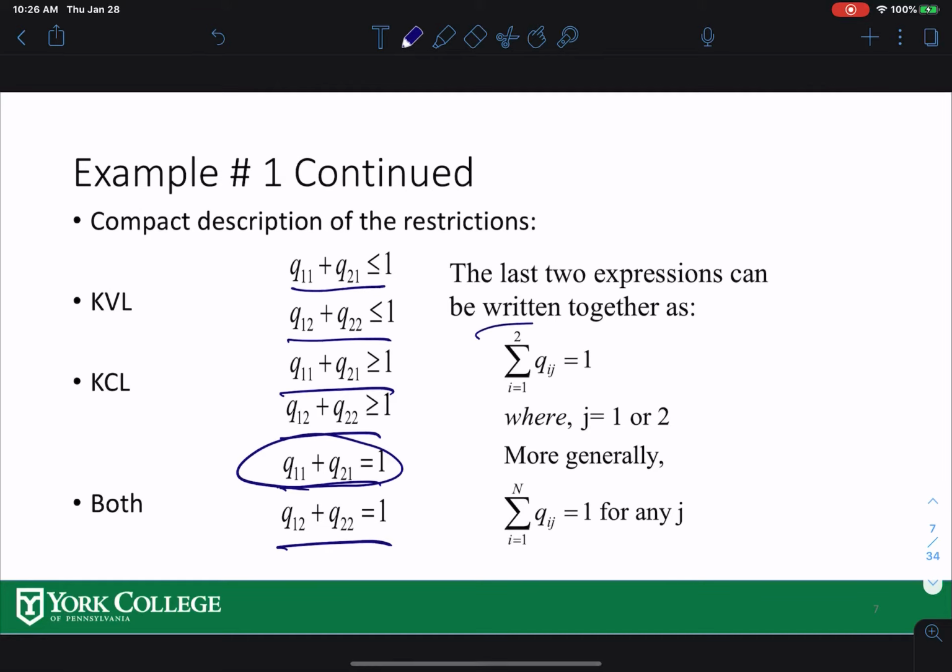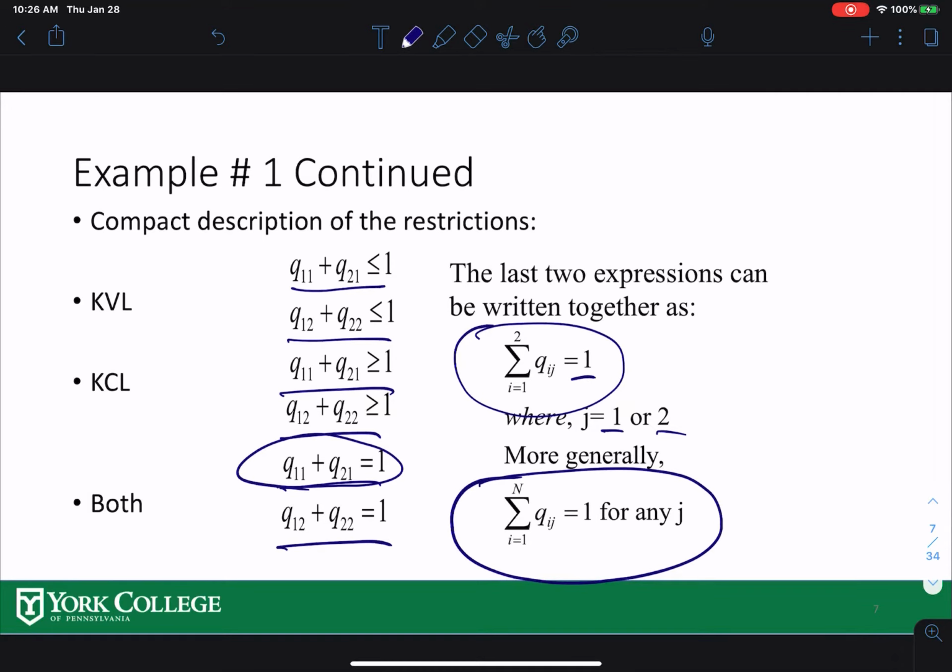So if you generalize that, I is your row, so I goes from 1 to 2, and the sum of Qij is equal to 1. So j could be 1 or 2. If you have more switches in a column, I can go from 1 to n, and the sum of Qij equals 1. J could be any value from 1 to whatever you want. So that means you cannot have more than one switch on in the same column, right?